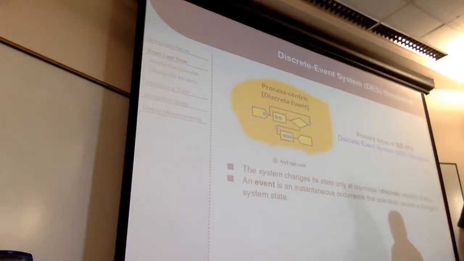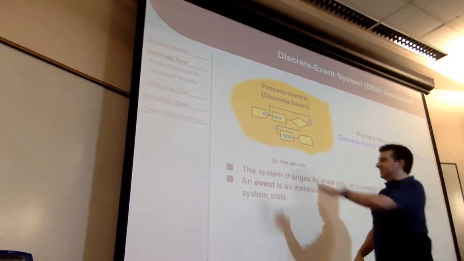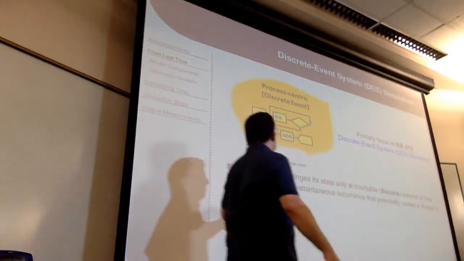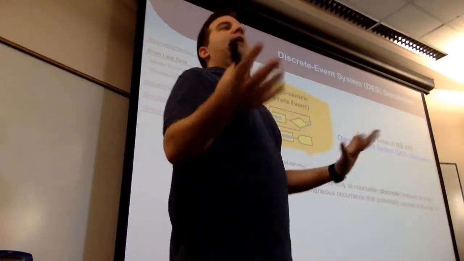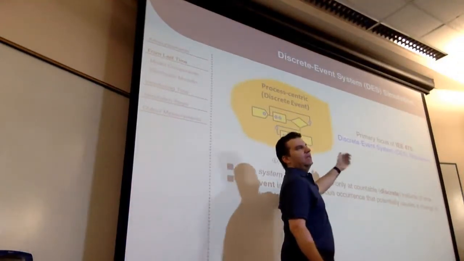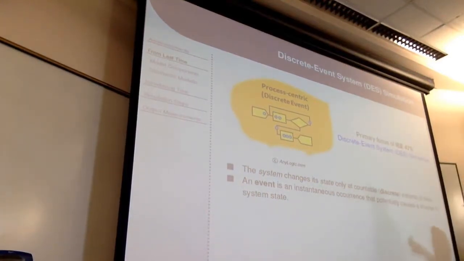So, quick recap from last time. We've now introduced discrete event system simulation. It's discrete event because the system only changes at countable discrete instances of time, and those instances of time we refer to as events. Dynamical systems have state changes over time, and exactly how those state changes occur defines the type of system. A discrete event system is one where the state only changes at instances of time called events, and those events are countable. You can count them 1, 2, 3, they're potentially infinite, and that's where we get discrete event system.